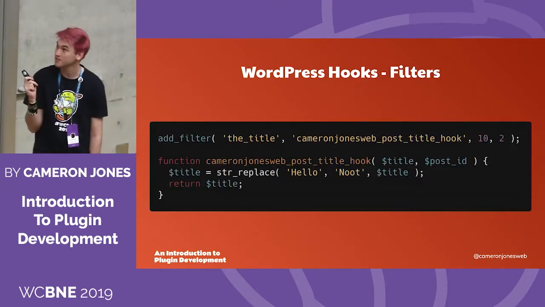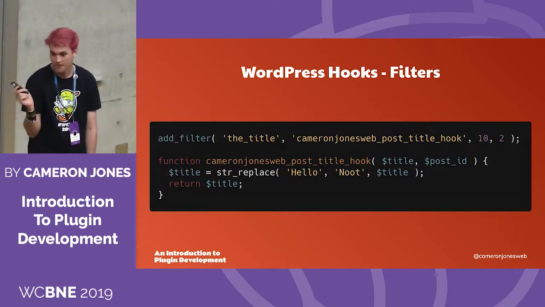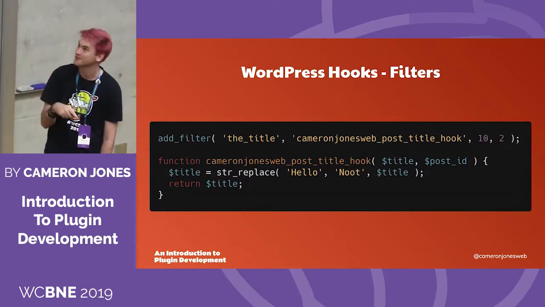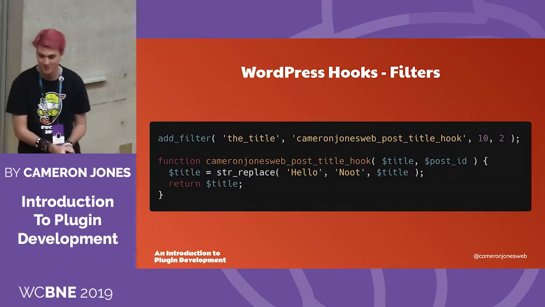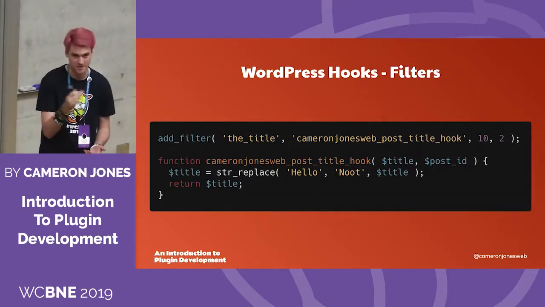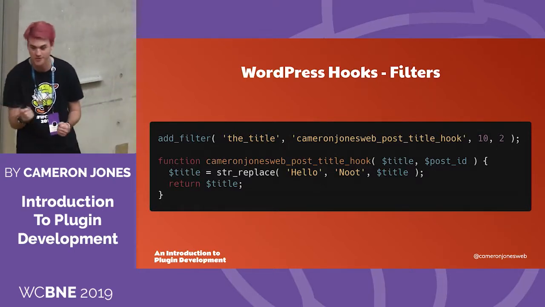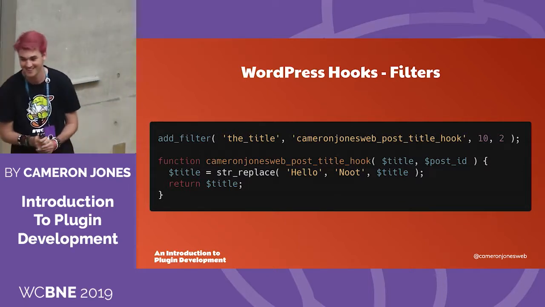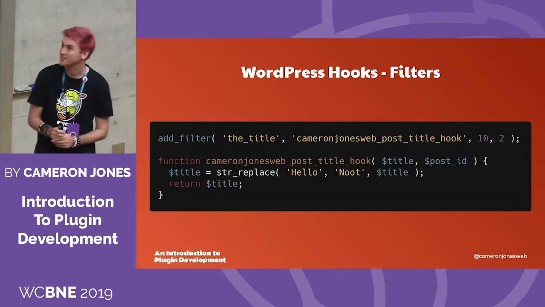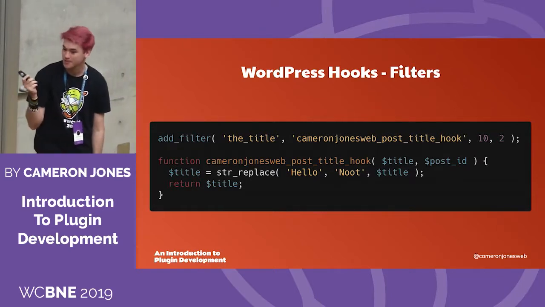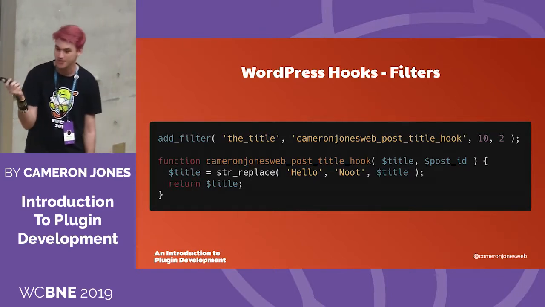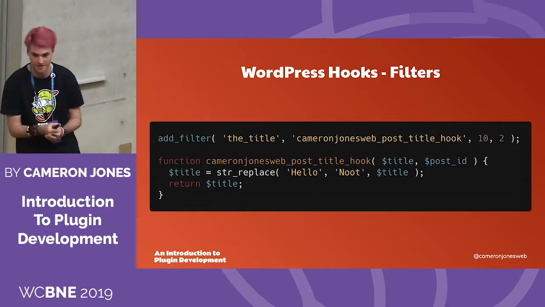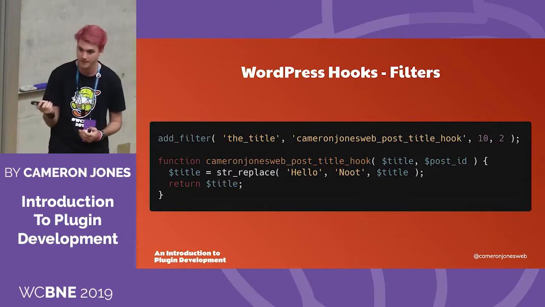Whereas a filter, you can see that it is replacing hello with newt. So if you have your default WordPress site that comes with the hello world post, instead of saying hello world, it'll say newt world, because you know we all like Pingu. And you can see there it is returning a variable. So we've changed the title, so that gets returned. Whereas the action didn't have that because we're doing code rather than changing a value.